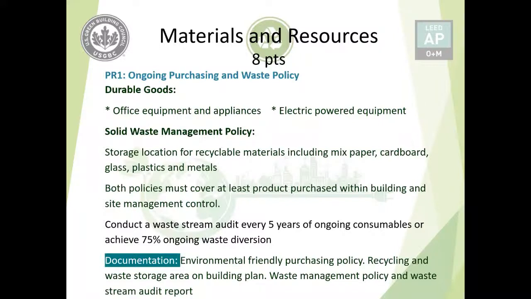Then comes the second section, the solid waste management policy. For that, we should have a storage location for the materials that are usually recyclable, like mixed paper, cardboard, metals, plastic, and glass. We know that usually we have a setup in the office, in the building, or even at houses where you put these materials into different boxes. You segregate them before you hand over to these facilities, or when they come and collect.